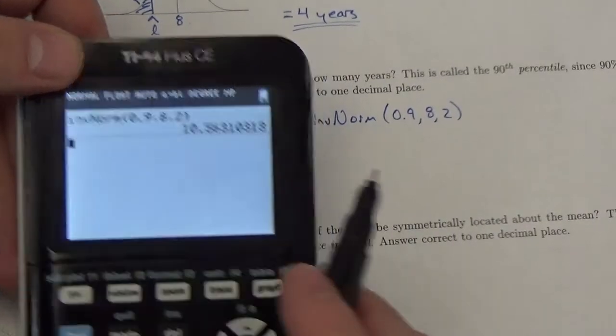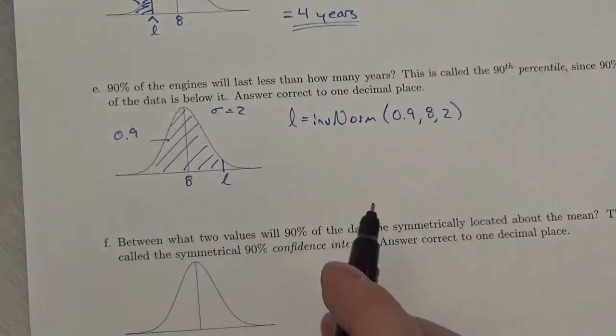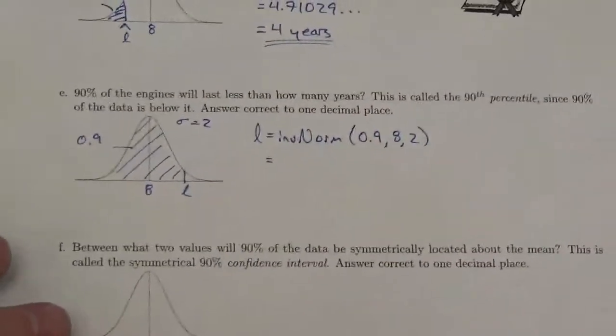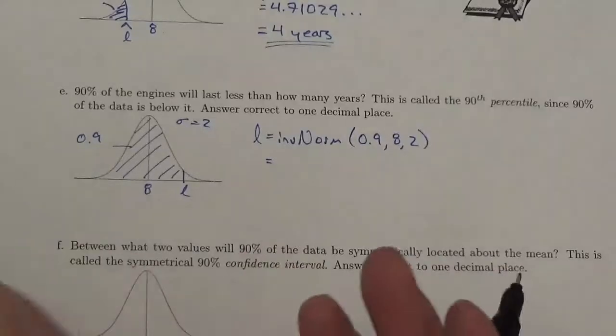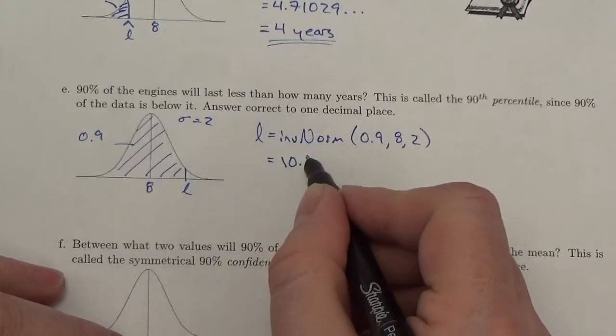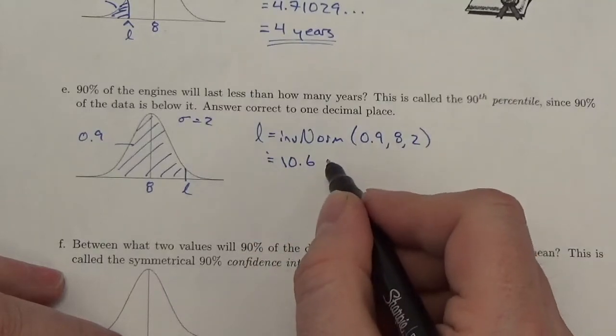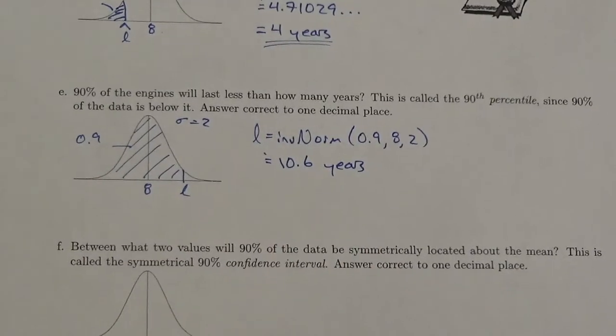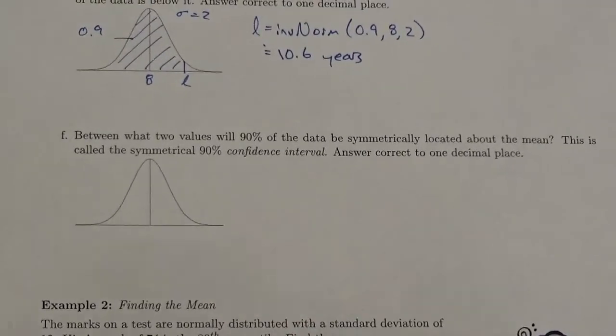And 10 point, now to the nearest tenth. And in this case, that's all it wants. It's not giving us any indication of how to round it or anything like that. So we're just going to round to the nearest tenth here. So 10.6 years. So if your particular engine lasted more than 10.6 years, you are beyond the 90th percentile. It really lasted a long time.